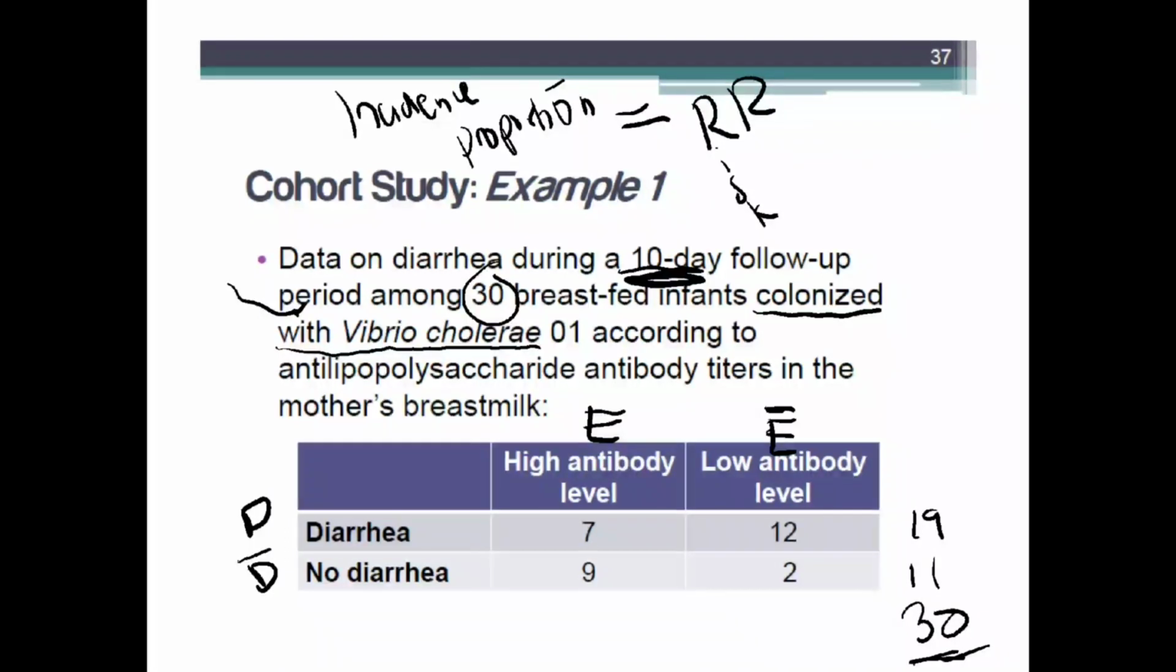Okay. So, now, let's try to compute. So, 7 plus 9, 16. And then, 12 plus 2, 14. Okay? So, ito, pwede nyo rin naman na baliktarin na yan, no? Na yung exposure variable nyo nandito sa kabila. Tapos sa taas yung disease, no?